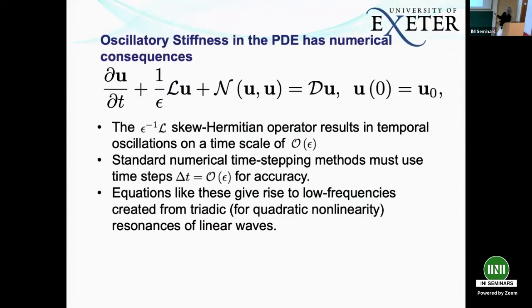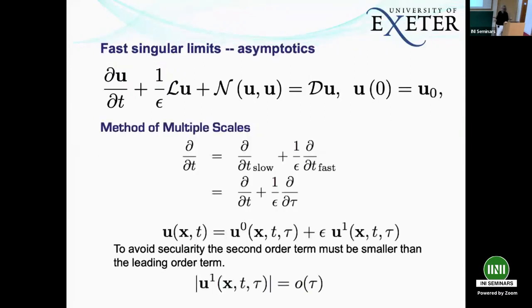This is the main thing that's going to be causing viscosity and things like that. So the outcome of this 1 over epsilon in front of L is that it results in these time oscillations, waves, on a scale of order epsilon. So the smaller epsilon is, the faster the waves go. And like I said a minute ago, standard numerical time stepping requires time steps that are small. These equations also give rise to low frequencies created from triadic resonances of linear waves. And this is what we're going to use to try to take larger time steps, sometimes successfully, sometimes not.